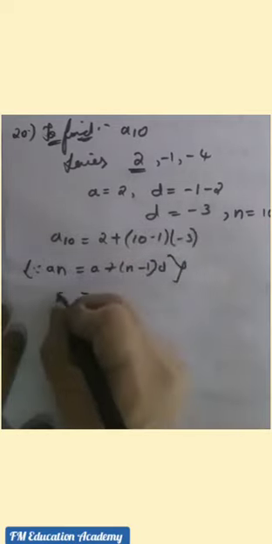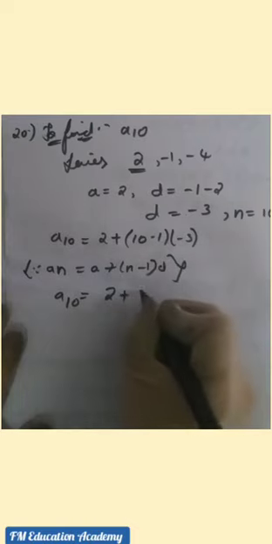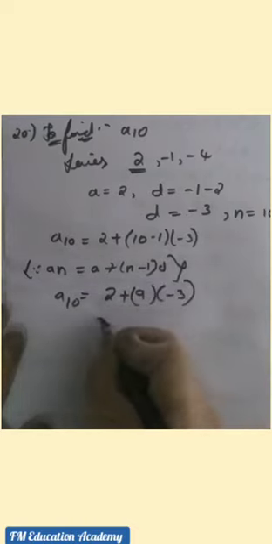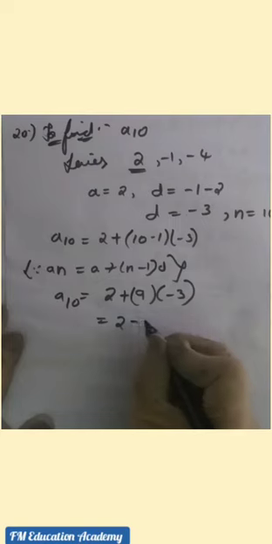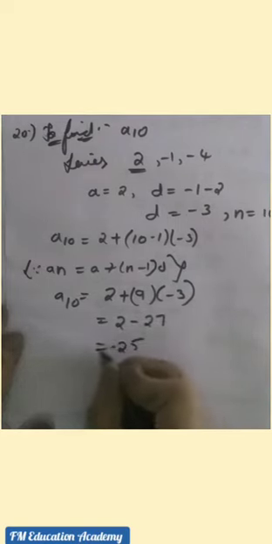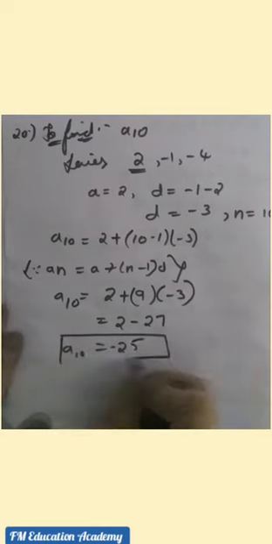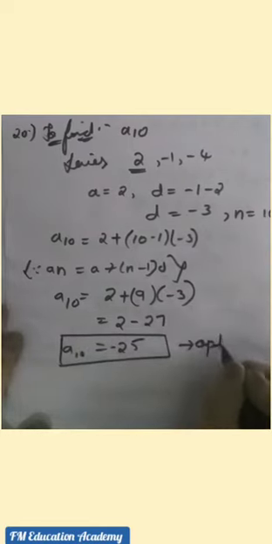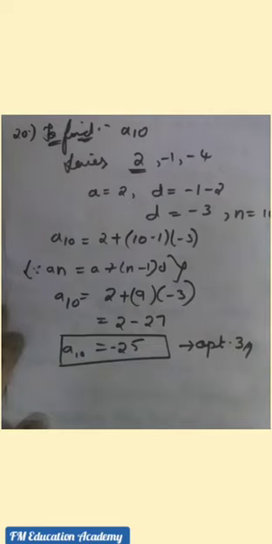So A10 is equal to 2 as it is, plus 10 minus 1 is 9 into minus 3. That is equal to 2 plus, into minus is minus, 9 3s are 27. So we have 27 minus 2 is 25, and the bigger number's sign is minus here. So we got the 10th term as minus 25, which is option 3 in the question. So my answer of 20th question is option 3, that is minus 25. Moving on to 21st question.